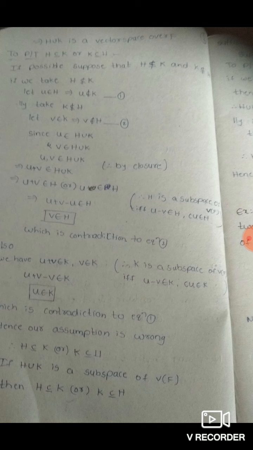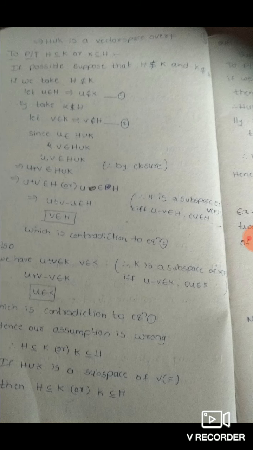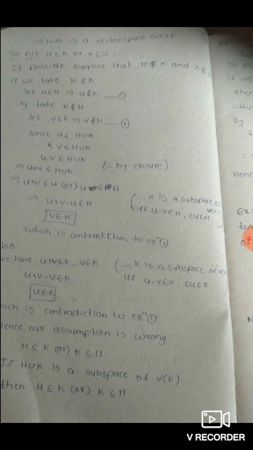If possible, suppose that H is not contained in K and K is not contained in H. If we take H not a subset of K, that means there is an element U in H such that U belongs to H but U does not belong to K. Why? Because H not a subset or equal to K means an element lies in H but not in K.